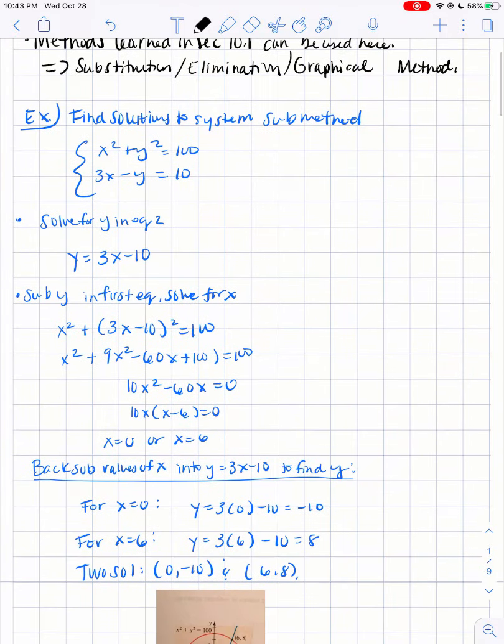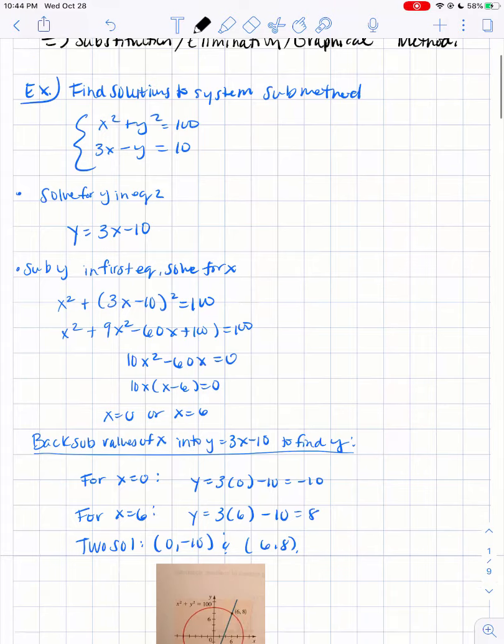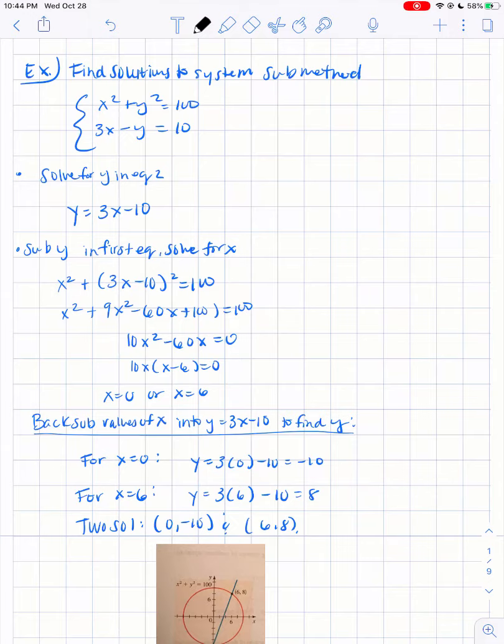For example, we're going to find solutions to the system using our substitution method. I have x squared plus y squared equals 100, and 3x minus y equals 10. I'm going to solve for y in equation 2, so I have y equals 3x minus 10. Now I can substitute y into the first equation and then solve for x. So I have x squared plus (3x minus 10) squared equals 100. I could distribute and expand the (3x minus 10), so I get x squared plus 9x squared minus 60x plus 100 equals 100.